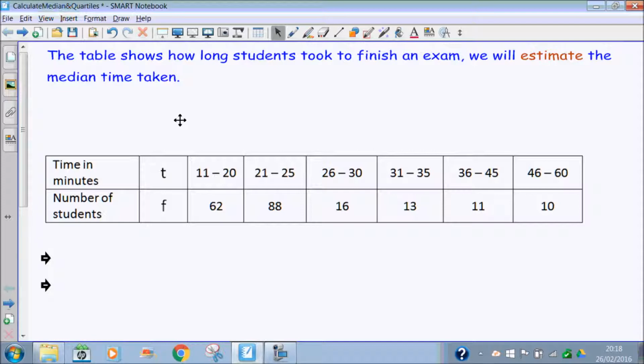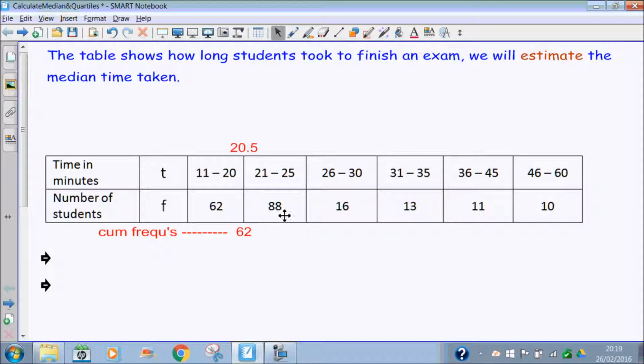In order to solve the problem, we must first calculate the cumulative frequencies. 62 students took less than 20 minutes. Actually, we would have to say 20.5 minutes as the boundary between these two classes. So the first cumulative frequency is 62.